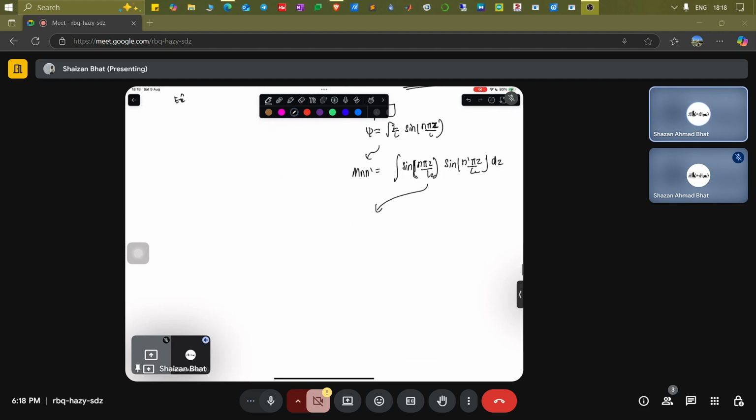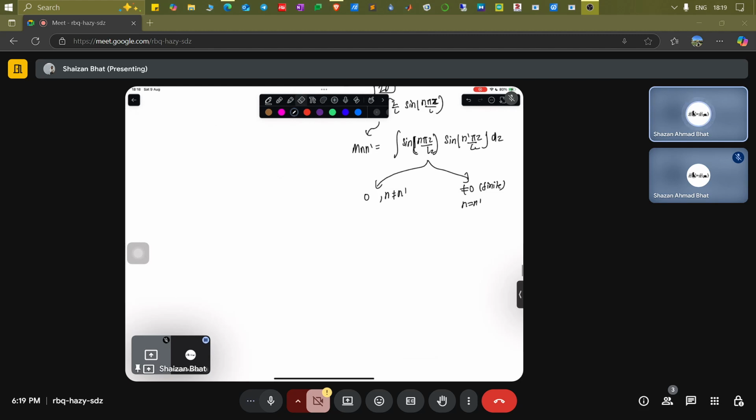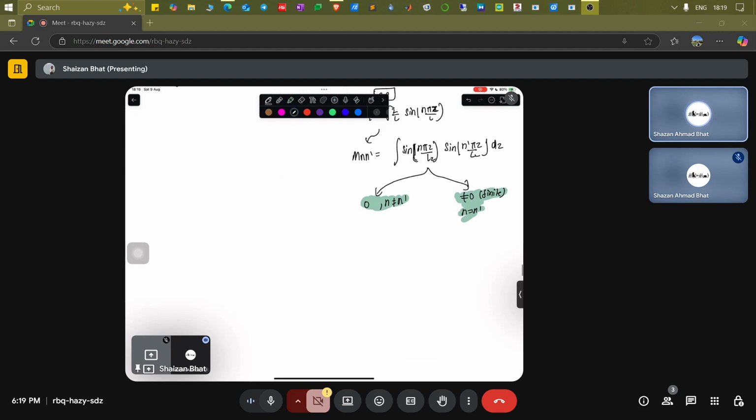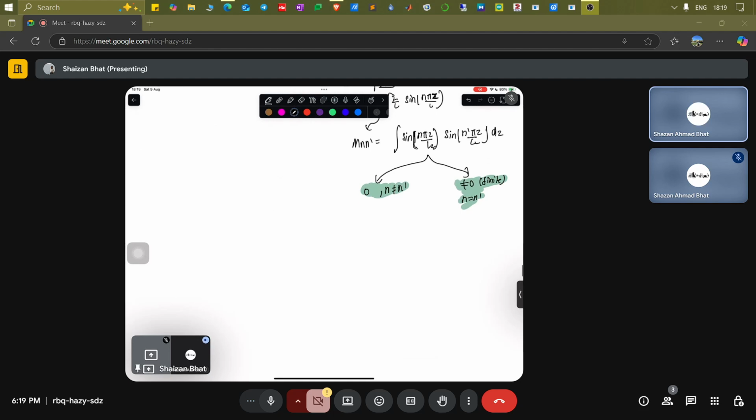And this will be equivalent to 0 if n is not equivalent to n dash, and it will be some finite number if n is equivalent to n dash. So these are the governing selection rules you need to take into consideration. Now I talked about what happens if m equals 0 or if m is finite. Now what is basically going to happen?